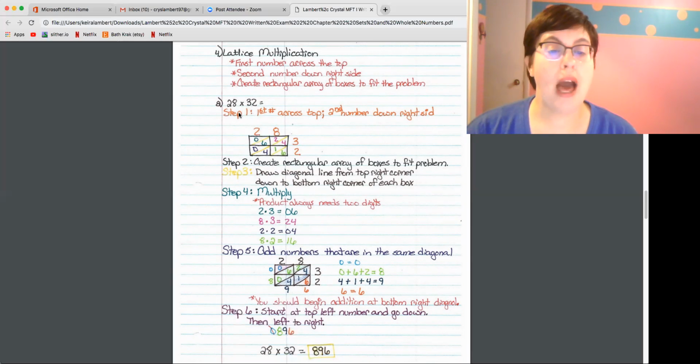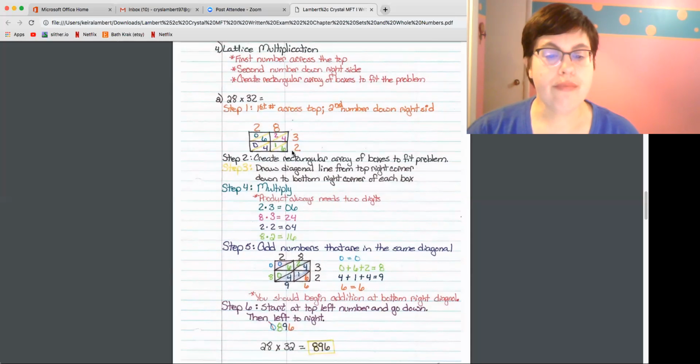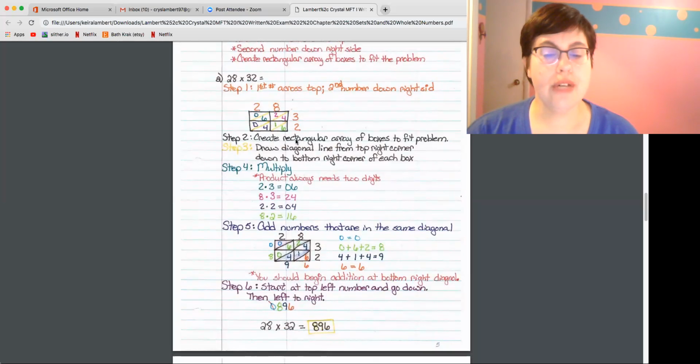On the first problem, I broke it down step by step so that you can follow it and get a good grasp of what's going on. So on the first step, we have 28 going across the top and 32 going down the right side. Then in step 2, it says create a rectangular array of boxes to fit the problem, which means there should be the same number of inner squares or rectangles as there are numbers in this problem. So there's 1, 2, 3, 4. So we should have 4 squares inside.